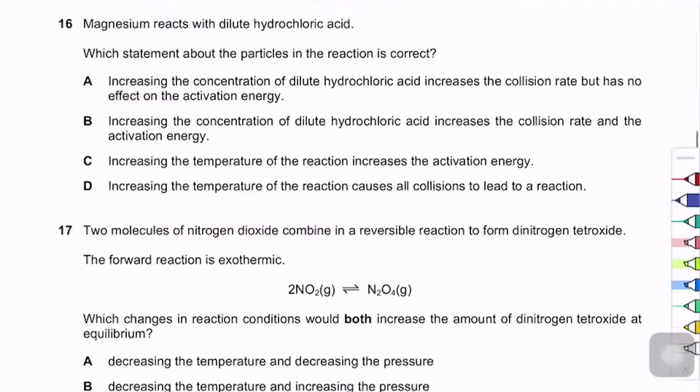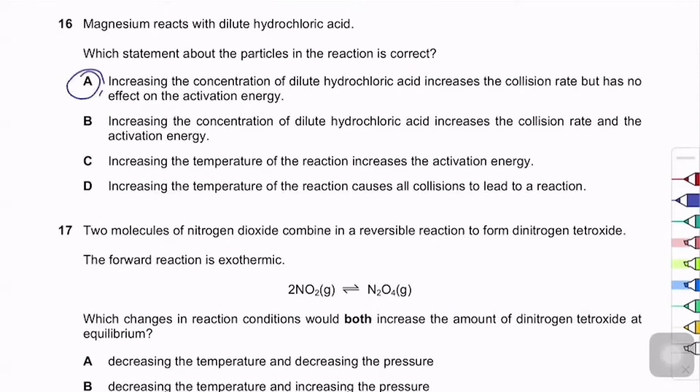Magnesium reacts with dilute hydrochloric acid. Which statement about the particles in this reaction is correct? So magnesium is reacting, it's a solid reacting with an aqueous solution. We want to change the rate. Increasing the concentration of dilute HCl increases the collision rate. That is true. That is how you increase the rate of collision per unit time, which means reaction is faster, but has no effect on activation energy. That is correct. Activation energy is only affected by catalyst. There's no other factor to affect activation energy. So this first statement is correct.